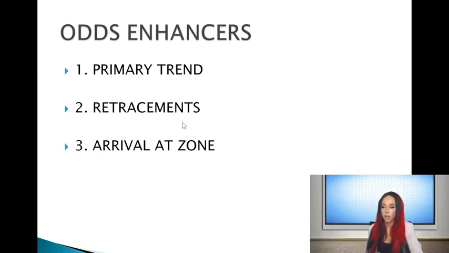The second odds enhancer is retracement, which is how many times the zone has been touched. This odds enhancer looks at whether the zone has been tested before and also how many times. So ideally you want your supply demand zone to be fresh and untouched.